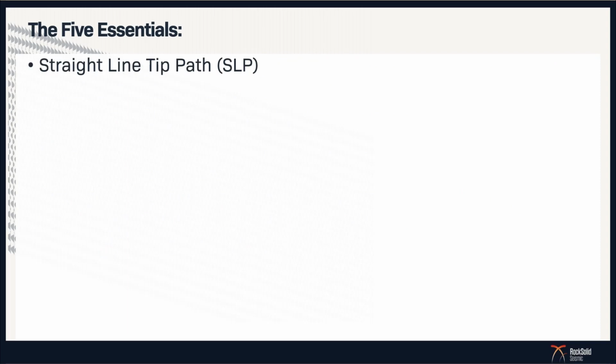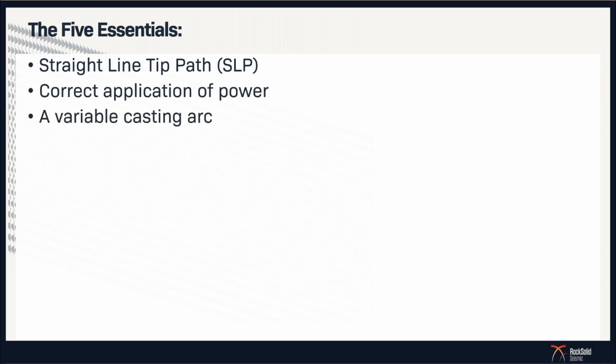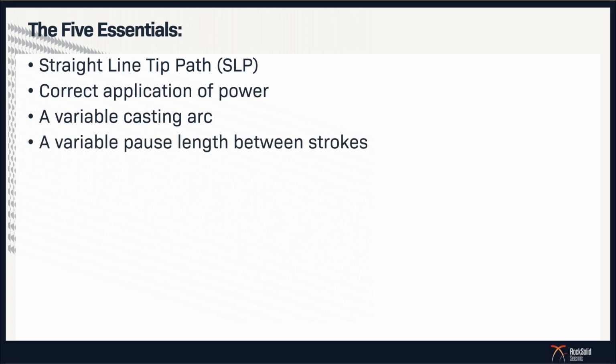The 5 essentials that casting nerds all talk about are these: the straight line rod tip path, SLP, the correct application of power, a variable casting arc, variable pause length between strokes, and the elimination of slack. Now, these 5 essentials are things that we need to make a successful cast in general terms. Instructors are looking for these, and when we're teaching our students about casting, we have the 5 essentials in mind most of the time. But what about if we eliminate slack with maintain tension instead? It's essentially the same thing, but it's a different way of looking at the same property.